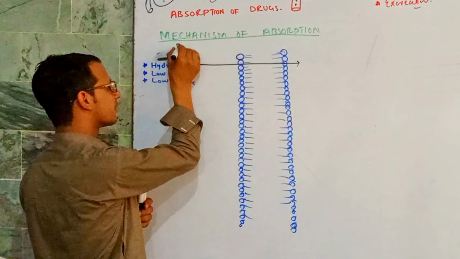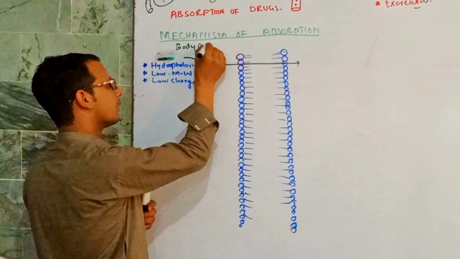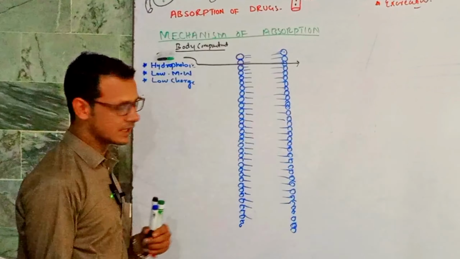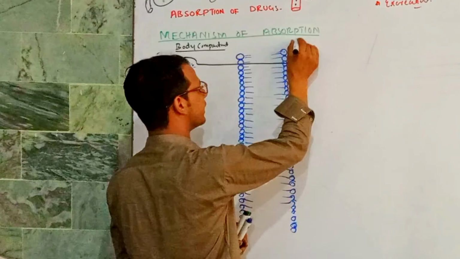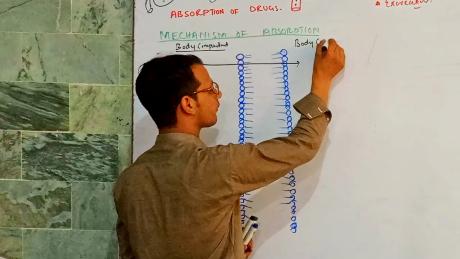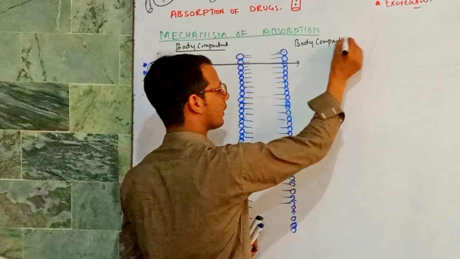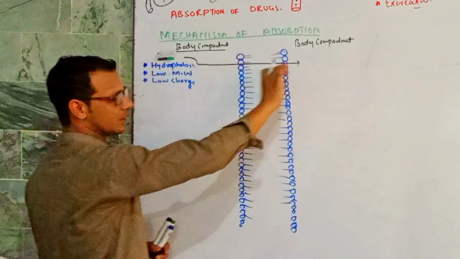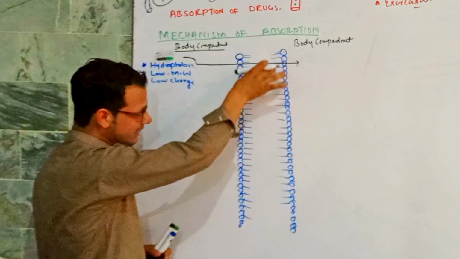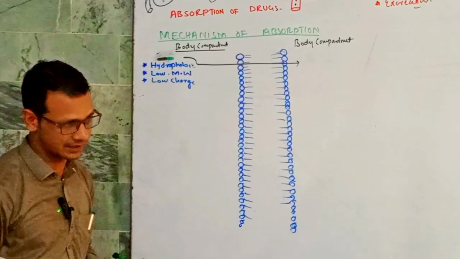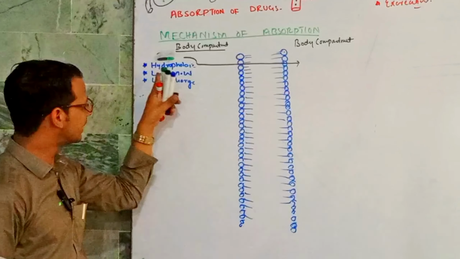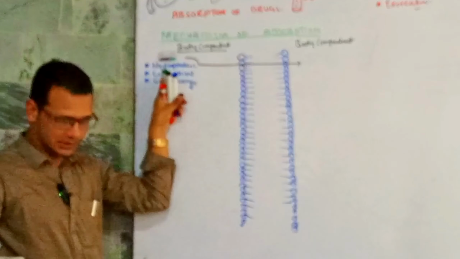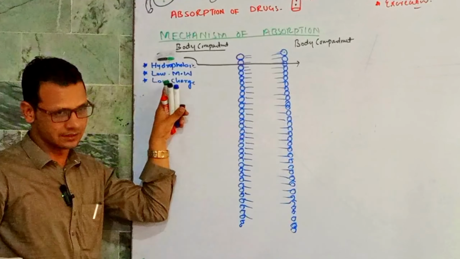This is one body compartment. For example, this is extracellular fluids, and this is plasma. This is another body compartment, right? From one body compartment, it will travel into another body compartment, crossing this barrier, the cell membrane, right? It will depend upon hydrophobicity or hydrophilicity, low molecular weight, and charges on the drug.